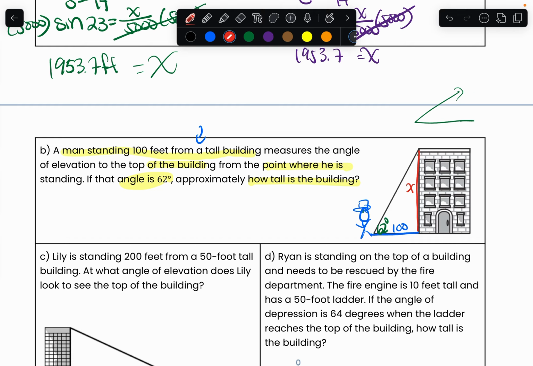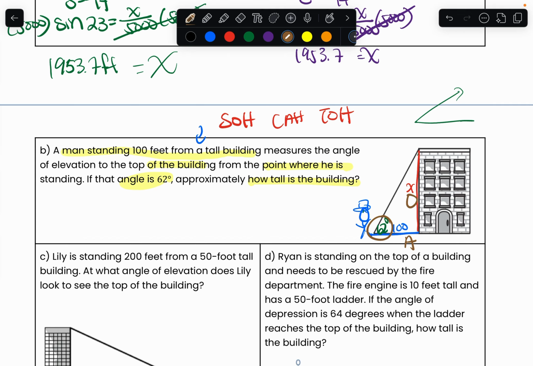Now, once you have everything, we can start to set up our question. Remember, whenever we're trying to find a side with a given angle, or an angle with given sides, we're using SOHCAHTOA. First, I always circle my reference angle. Right here, this is my reference angle. Now I determine what type of side I have. What type of side is my 100? In this case, it's the adjacent. What type of side is the x? In this case, it's the opposite.